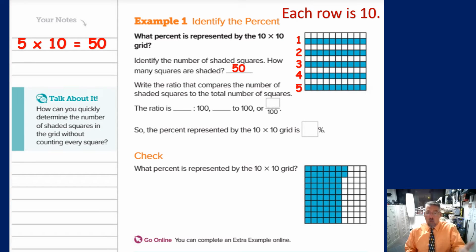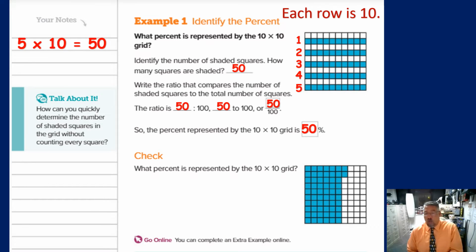Then I go down to my ratio form, and it asks, if that is 50 out of 100, what does that look like in ratio form? In my ratio form with a colon, I have 50 to 100. In my ratio with the word "to," I have 50 to 100. And in fraction form, I have 50 over 100. No matter how I write it as a ratio, as long as it's comparing out of a group of 100, I know that second number, the 50, is going to be my percentage. So when I have 5 rows out of 100 shaded, I have 50% of that original grid shaded.